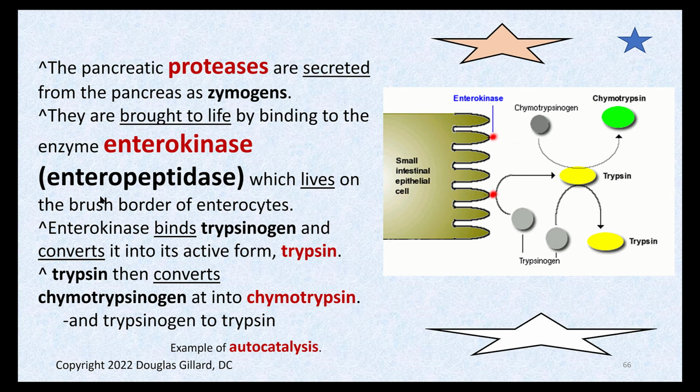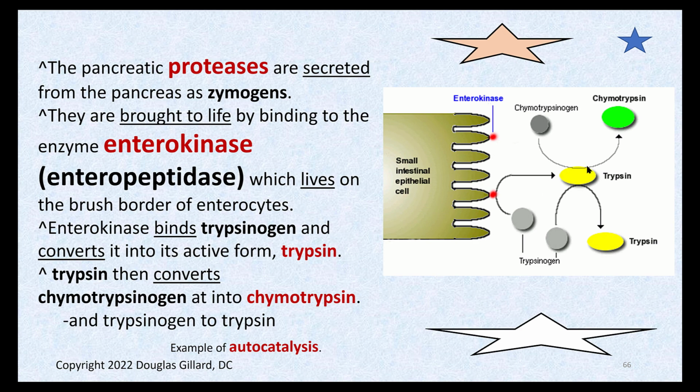Sometimes it's called enteropeptidase. And this is not a free-floating enzyme. This lives on the cell membrane, on the brush border of intestinal cells. Its job is to grab trypsinogen, chop its tail off, and create the active form of trypsinogen, which is trypsin. Right?